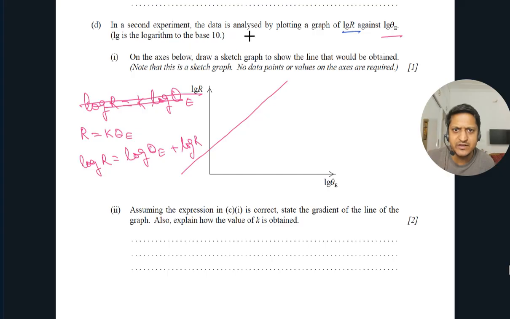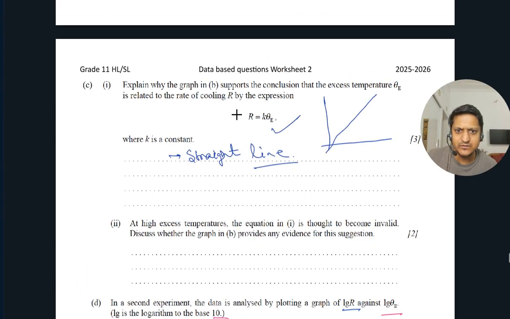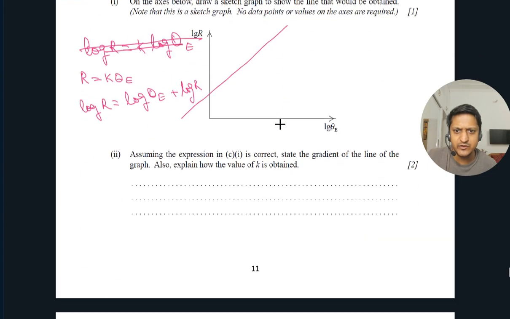In the second experiment, the data is analyzed by plotting the graph of log R and log theta E. Log is logarithmic to base 10, that's okay. On the axis below, draw the sketch graph to show the line that would be obtained. So it would be like this, assuming the expression we have already used is correct. State the gradient of the line of the graph. So we have to see what will be the gradient of the line.